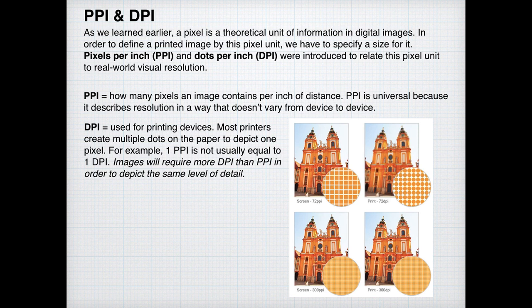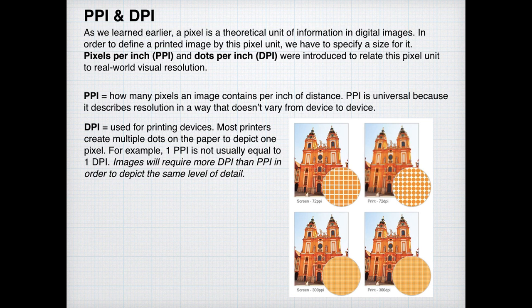So pixels per inch and dots per inch were introduced to relate the pixel to a real world visual resolution, such as a poster printed out. Okay, so pixels per inch stands for how many pixels an image contains per inch of distance. And this is also universal, and it doesn't vary from device to device, which is important to know.